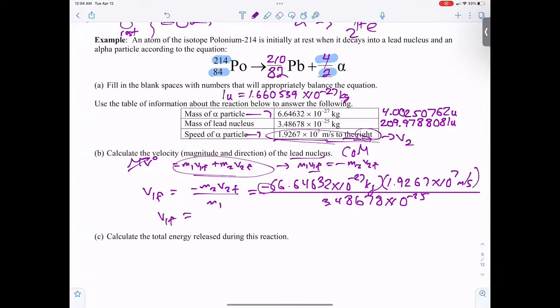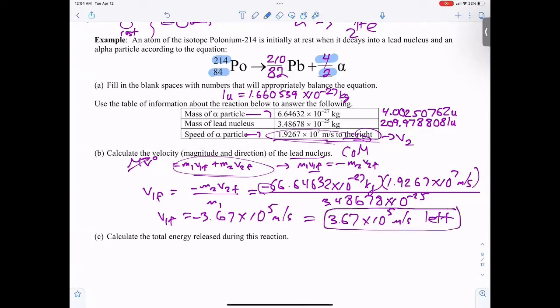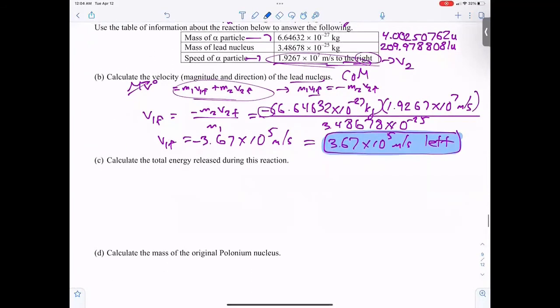So the velocity is going to be, when we put that in our calculator, about negative 3.67 times 10 to the 5 meters per second. Or you could just say 3.67 times 10 to the 5 meters per second left. Right? This is, again, conservation of momentum from AP1. That helps us deal with part B.